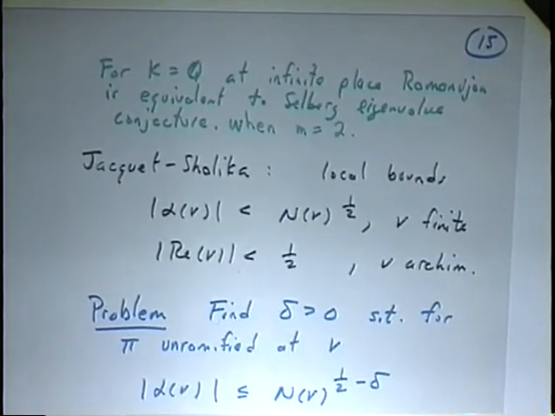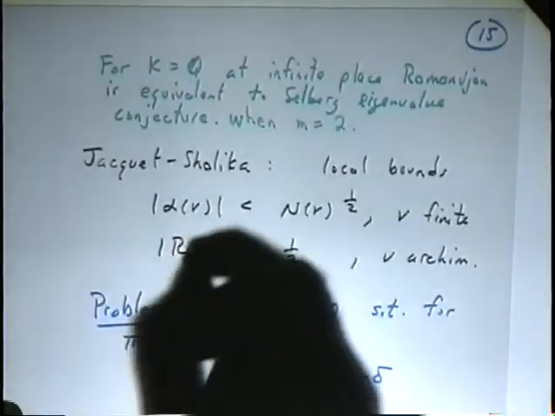In particular, Jacquet-Shalika pointed out that just the local bounds directly for a cusp form already give you some interesting information. So these are the base estimates: the alphas are bounded by the norm of v to the half for finite places, and the real part of mu_v is bounded by a half for the Archimedean places. So these are the base estimates, and I think I'm missing something, it should be mu.